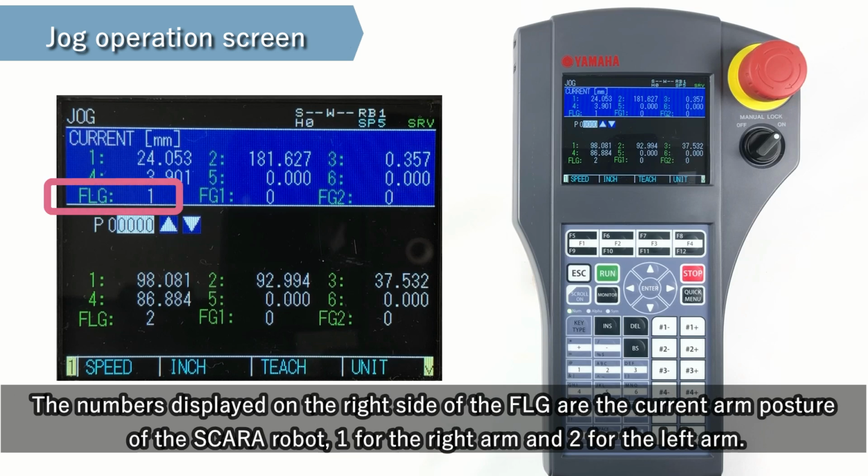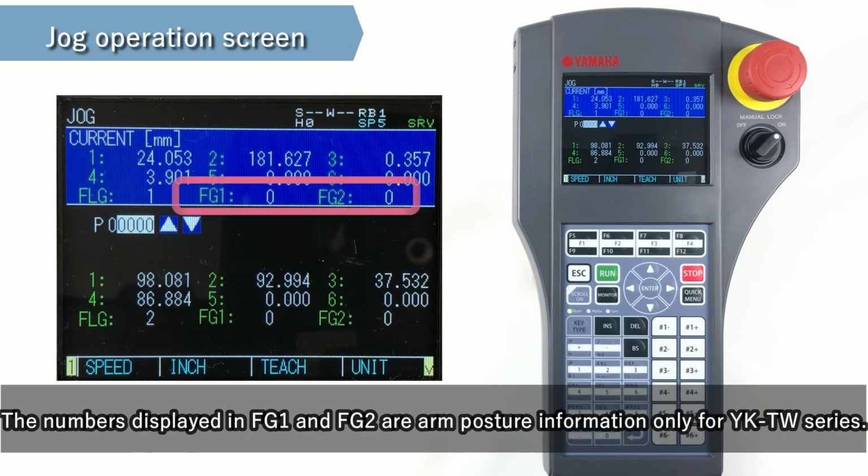The numbers displayed on the right side of the FLG are the current arm posture of the SCARA robot, 1 for the right arm and 2 for the left arm. The numbers displayed in FG1 and FG2 are arm posture information only for YKTW series.